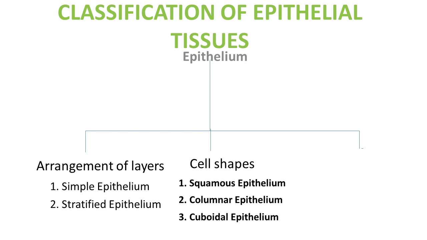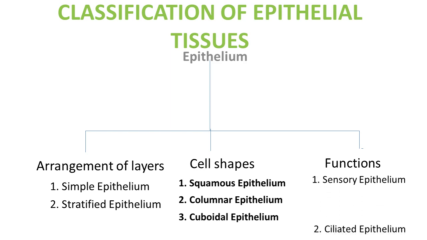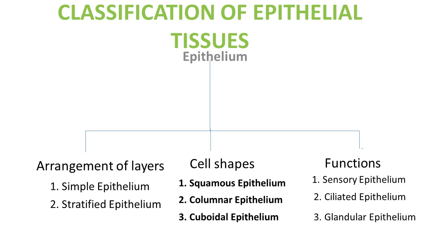Similarly, we have another important parameter which is known as functions. What will the epithelial cells perform? As we already know, it helps in absorption, transportation, excretion, and protection. Like that we have different functions of epithelial cells. Depending upon these functions, the epithelial cells are classified as sensory epithelium, ciliated epithelium and glandular epithelium. In this way we can classify the epithelial cells into different categories.